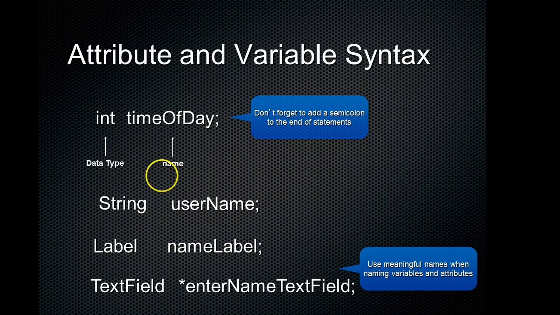A couple of examples here, some variables. We have an integer called time of day. Notice that's camel case. String username. Notice that's camel case. Label, name label. Notice again camel case. We can name variables anything we want. The names have to be unique. We can name variables anything we want as long as the names are unique.